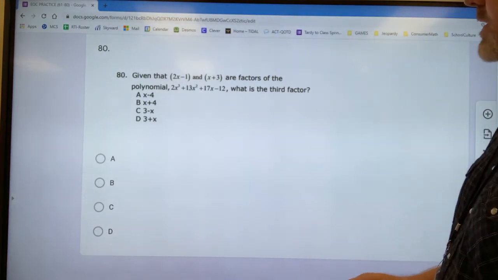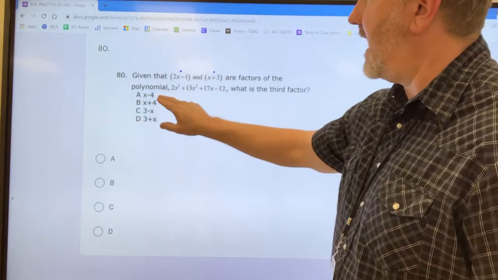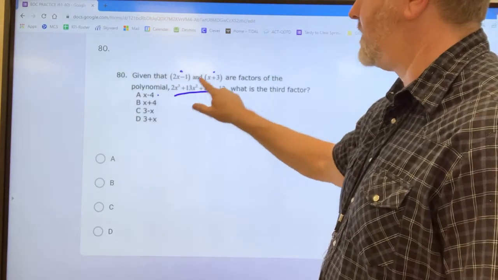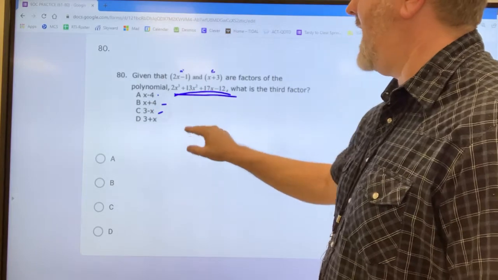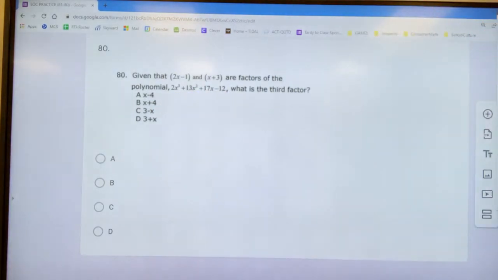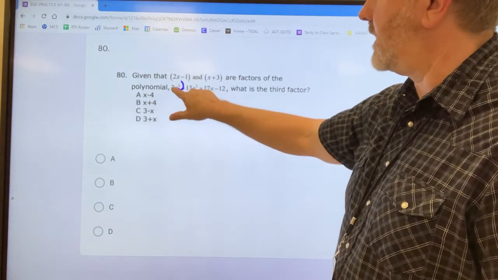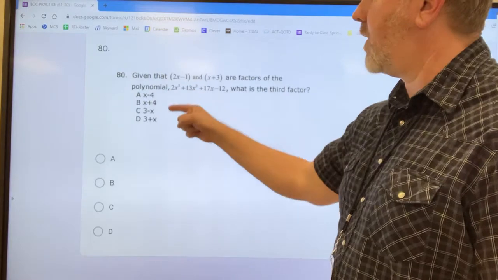So there's a couple of different ways to work it out. We can multiply that, times that, and see if we get that. Or multiply that, times that, and then that, and see if we get that. That is one way to do it, because these are factors. There's going to be 3 factors altogether, because the degree is 3, so which one of these is our third one?